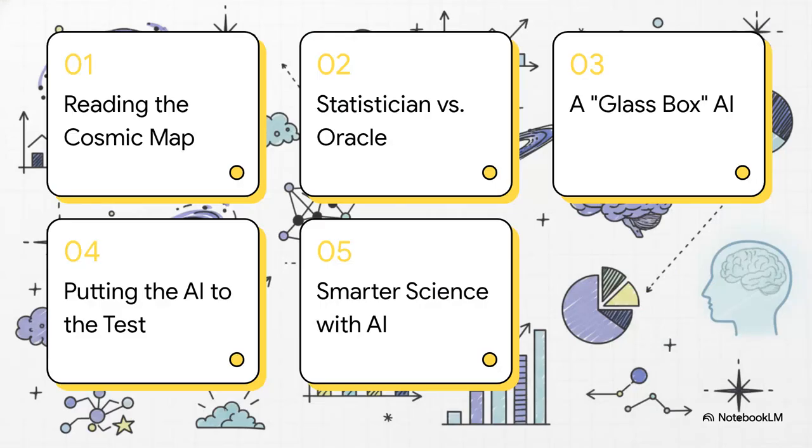All right, so here's what we're going to cover. We'll start with how we read the cosmic map now. Then we'll look at the two big approaches people have taken, what we'll call the statistician versus the oracle. After that, we'll dive into this new glass box AI, put it to the test, and wrap up by talking about what this all means for smarter science.